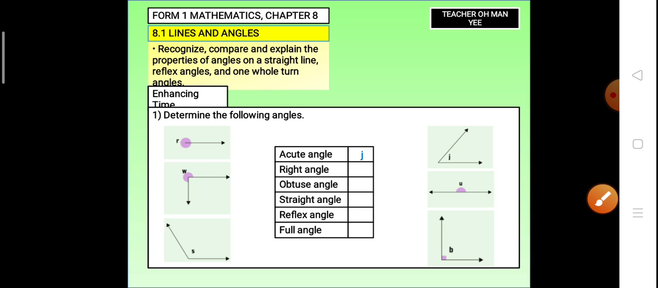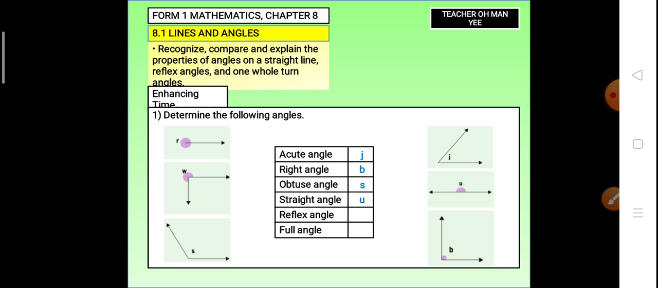Now, let's find out where the right angle is. Yes, B is the right angle. And the third one, obtuse angle. Obtuse angle means those angles which are between 90 degrees and 180 degrees. It means this angle can't form a straight line yet because it hasn't reached 180. So where is it? Yes, it is S. And the next one, straight line angle, exactly 180, which is angle U.